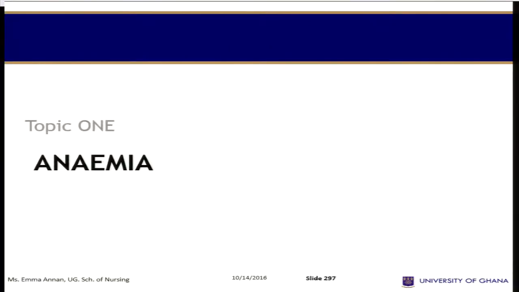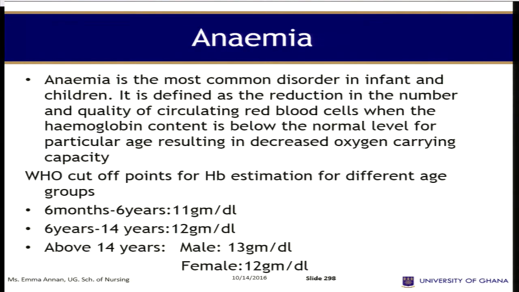So what is anemia? Anemia is the most common disorder in infants and children. It is defined as a reduction in the number and quality of circulatory red blood cells when the hemoglobin content is below the normal level for a particular age, resulting in decreased oxygen carrying capacity.